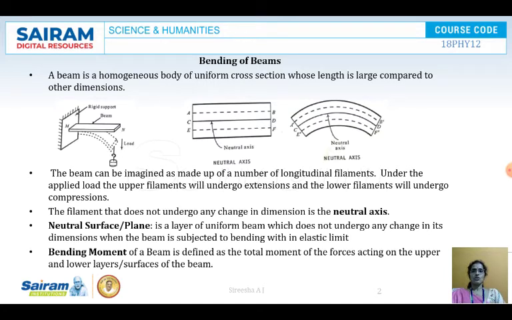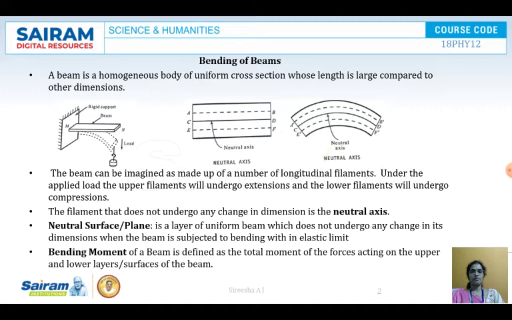A beam is a homogeneous body of uniform cross section whose length is large compared to other dimensions. You can see here it is a beam whose length is large compared to the other dimensions. Now here in the diagrams you can see what a beam is. You can see the types of beams. Here A, B, C, D, E, F, it is a beam having a neutral axis. We will see what exactly a neutral axis is.